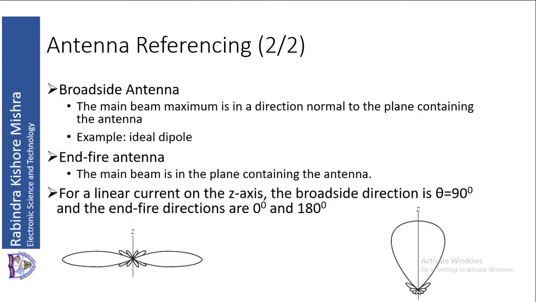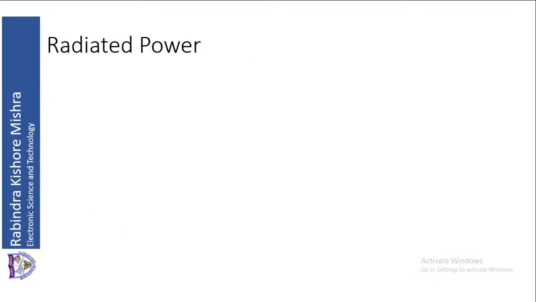Therefore, the antenna is along the z-axis. If the antenna is along the z-axis, then the broadside direction is theta equal to 90 degrees, and the end fire directions are theta equal to 0 degrees and 180 degrees. So this is how you reference the end fire antenna and the broadside antenna. Other antennas are intermediate between the end fire antenna and the broadside antenna. The middle figure shows you the radiation pattern which is intermediate between the end fire and broadside antenna.